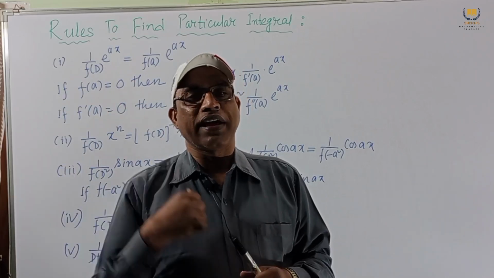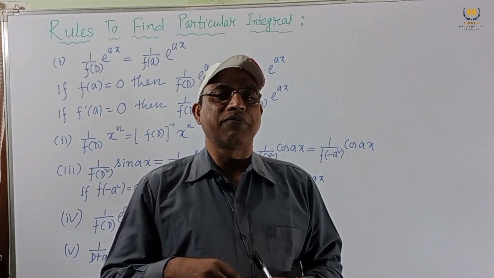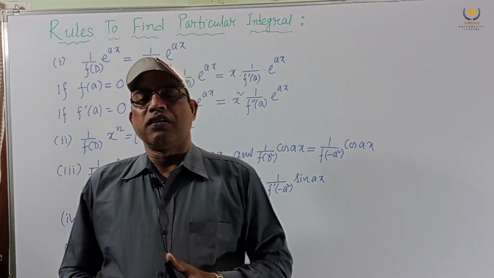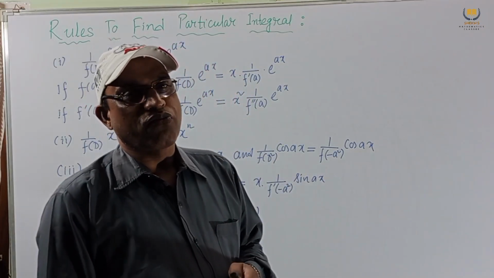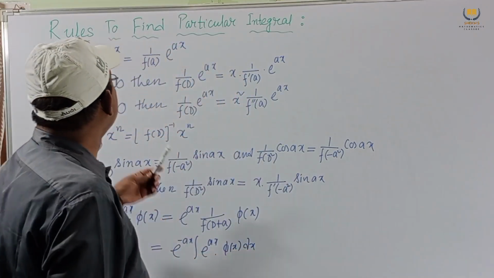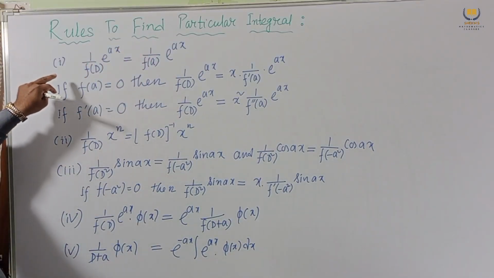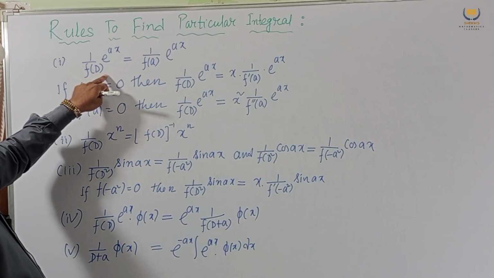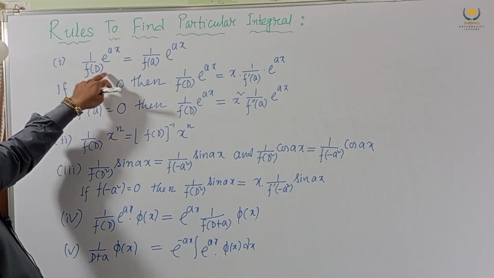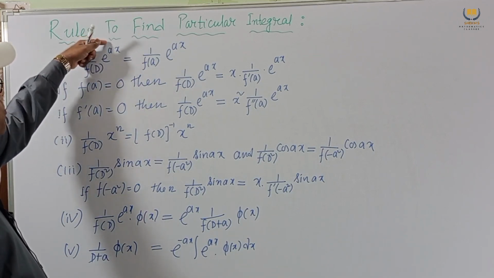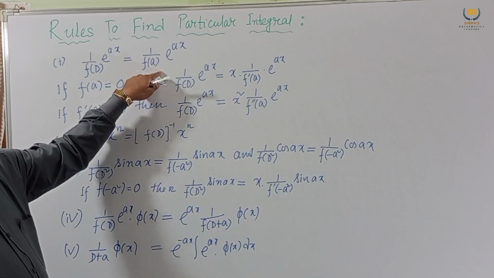If e to the power x is given, or e to the power something, or sin x, cos x is given, or exponential with algebraic, or simply algebraic is given, now how do we find the particular solution? So, the rules to find the particular integral. Number one: suppose the denominator is given in terms of f(D), and the right hand side is e to the power ax. Putting the coefficient of x, a, in place of D, we get the particular integral.